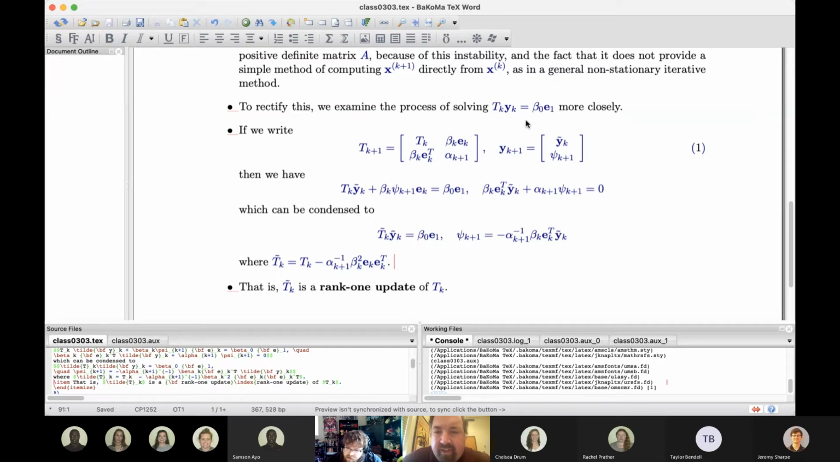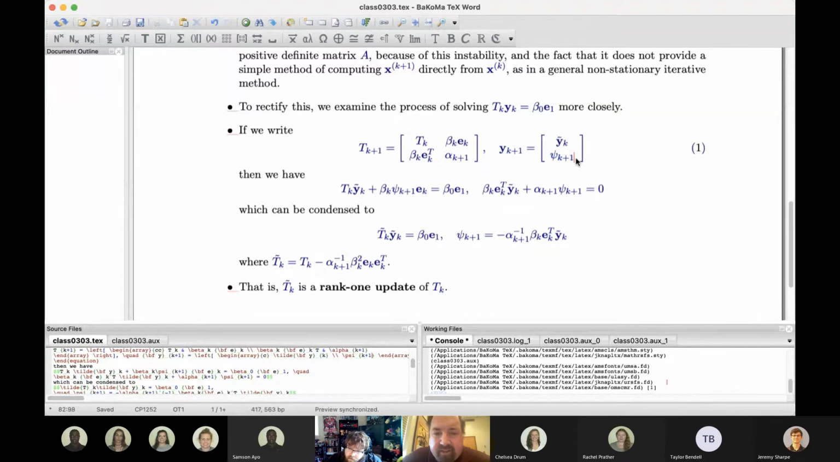Now, this e1 is the same as this one, except it has one element less. But it's the same vector. It's a 1 in the first position, zeros everywhere else. Then I do the same thing with the bottom part. Beta k ek transpose yk tilde. And remember, that's a dot product, so that's a number. Plus alpha k plus 1 psi k plus 1. So everything here is a number. That's nice because I can solve this equation to get psi k plus 1.